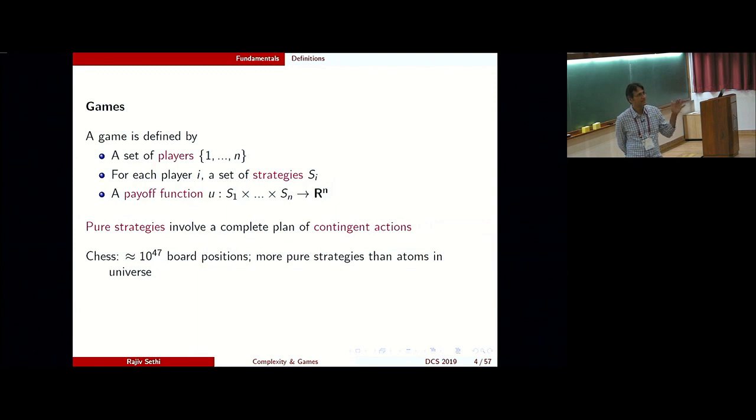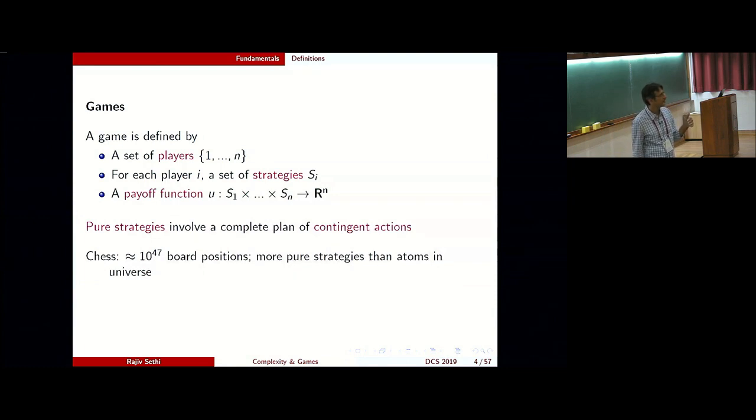So it's a complete contingent plan of action. If you think about a game like chess, the strategy in chess has to specify exactly what you're going to do after each board position that can arise. There are more board positions than atoms in the universe, and so the set of strategies in chess is actually much larger than the set of board positions.